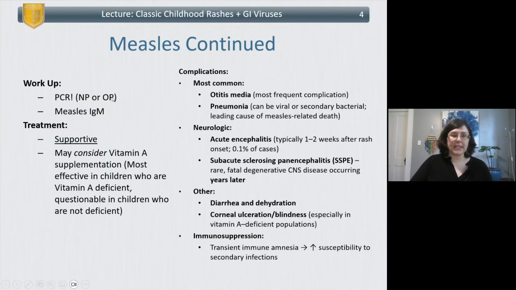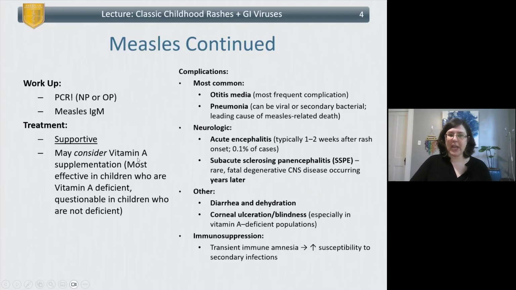How are we going to work this up? Mostly with a PCR, and in most places right now that's through your state health, your local Department of Health. You can also do serology, but that's less commonly done. Treatment is supportive. We don't have any specific antiviral medications. You may consider vitamin A supplementation.